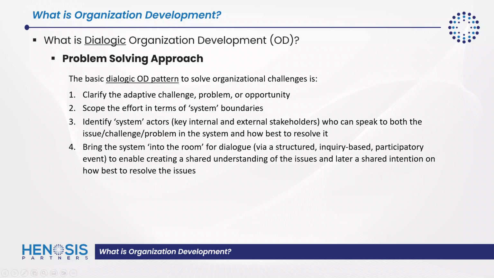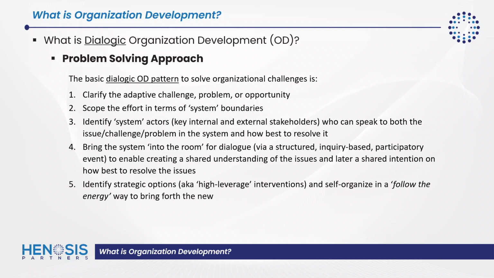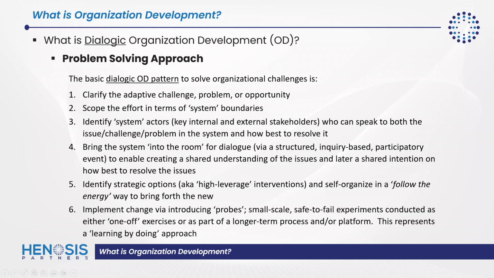We then look to bring the system into the room for dialogue via a structured inquiry-based participatory event. And we do this to enable creating a shared understanding of the issues, and later a shared intention on how best to resolve the issues. Next, we identify the strategic options, aka the high-leverage interventions, and self-organize in a follow-the-energy way to bring forth the new. And finally, we implement change via introducing probes or small-scale safe-to-fail experiments conducted as either one-off exercises or as part of a longer-term process and/or platform. This represents a learning-by-doing approach.